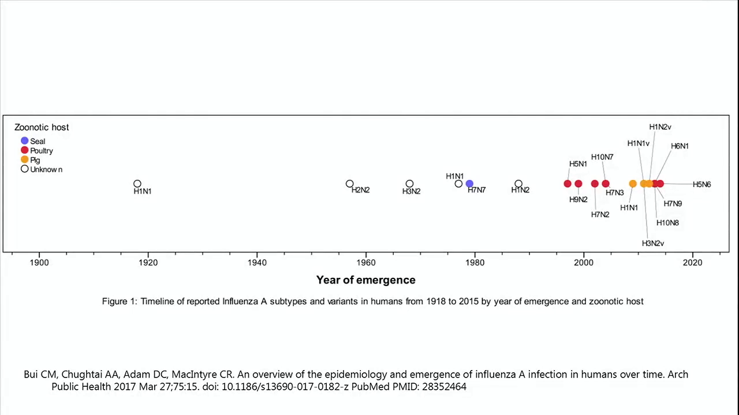Here's a paper published by Chow Bui, who's sitting up here at the front, showing avian influenza viruses infecting humans that have emerged in history. And from 1918 to 1957, there was nothing. And yet in the last 5 years, we've had 7 new viruses emerging. So again, you're seeing this clustering in time, many more of these viruses emerging, which increases the risk of a pandemic.